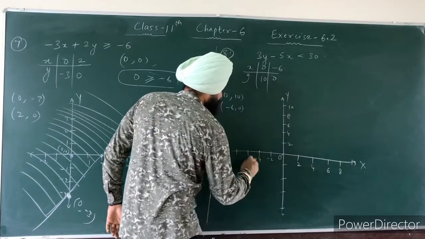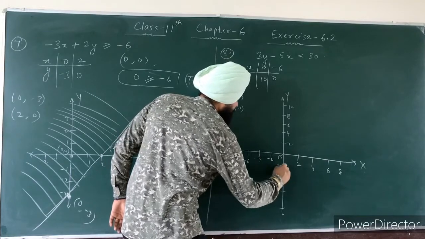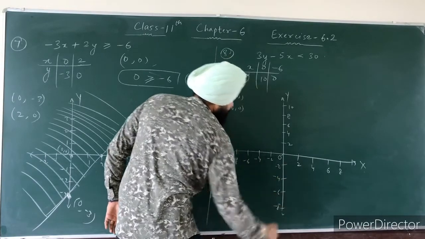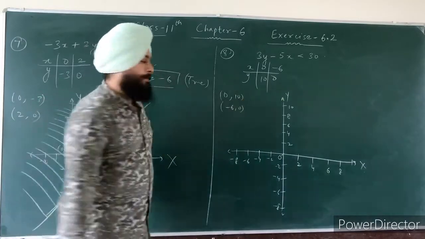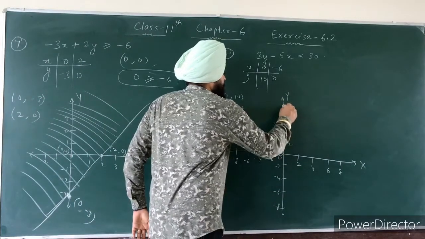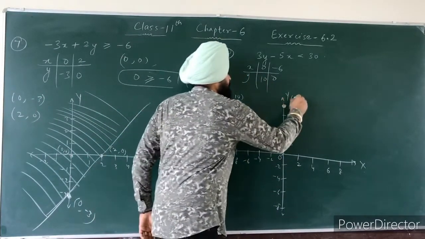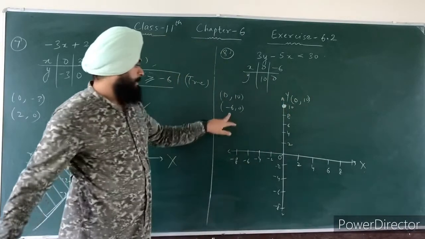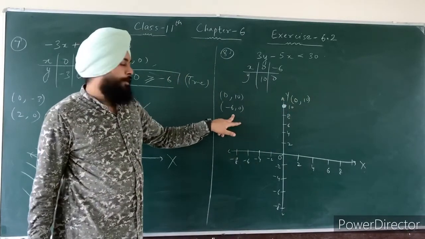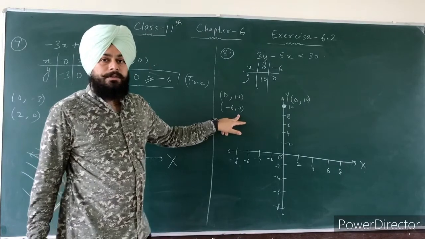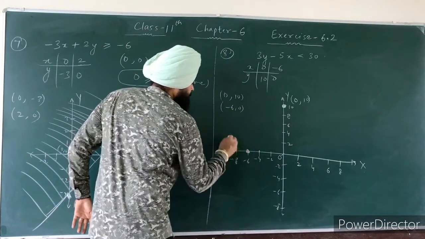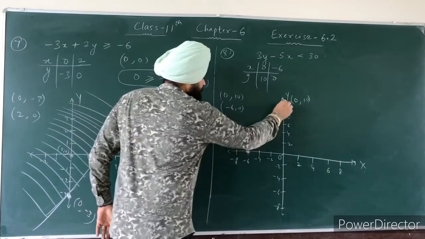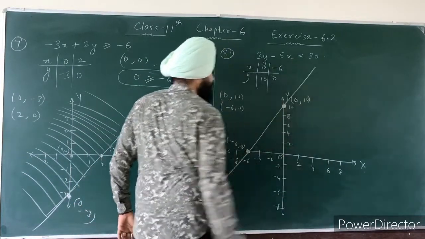So here region 0, 2, 4, 6, 8, 10, and minus 2, minus 4, minus 6 on the other side. So the first point is 0, 10. Here the value of y is what? 10. So it is lying in the upper region. So here the value of x is 0 and y is 10. The second point is minus 6, 0. Here the value of x is minus 6 and y is 0. So it lies on the left of the region. So the point lies here, minus 6, 0. Now you can join these points using a scale.